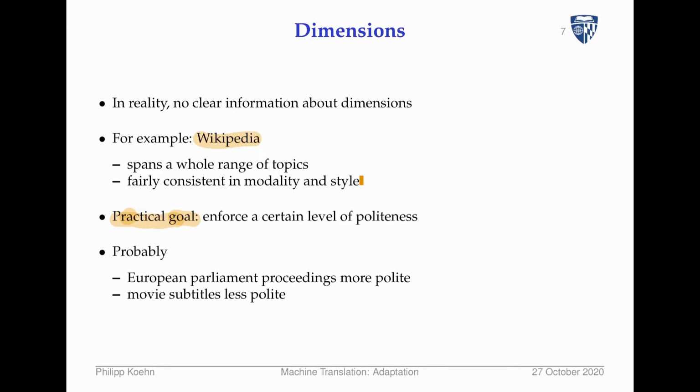You can say, well, the European Parliament proceedings are probably more polite. So that's our evidence of a corpus that is polite, while movie subtitles are probably less polite. So there's a corpus that is indicative of less polite. So if you want to build a machine translation system that's more polite, it should be more geared towards European Parliament proceedings style of text. So we should put more emphasis on that corpus.